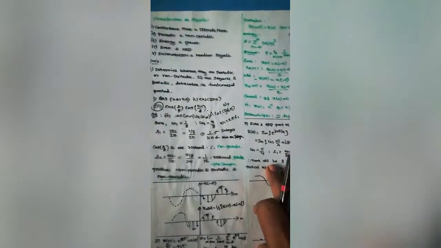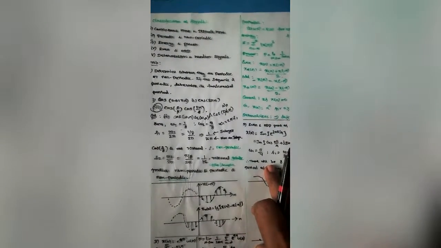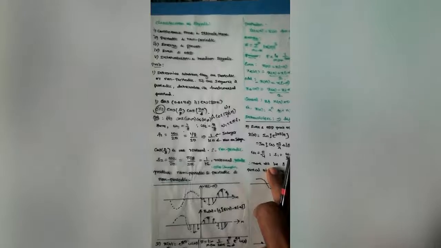Today what we are going to see in this video is classification of signals, how the signal can be classified, that will be discussed here. I have explained how the signal can be classified. Signal means a function of one or more independent variables which contain some information, we call it as signals.